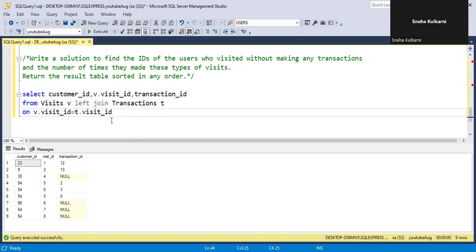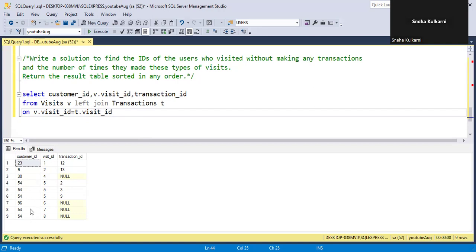See, it will get all the records from the visits table: customers who visited and made a transaction and customers who visited but did not make any transaction. So how do we recognize those who did not make any transaction? Look at this output. If it is null, it means the customer did not make any transaction. So customer ID 30 and the transaction ID is null. So customer ID 30 did not make any transaction.